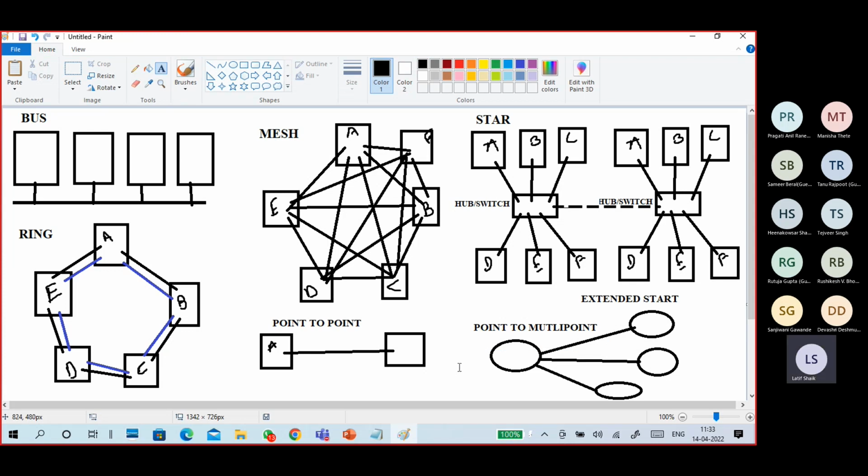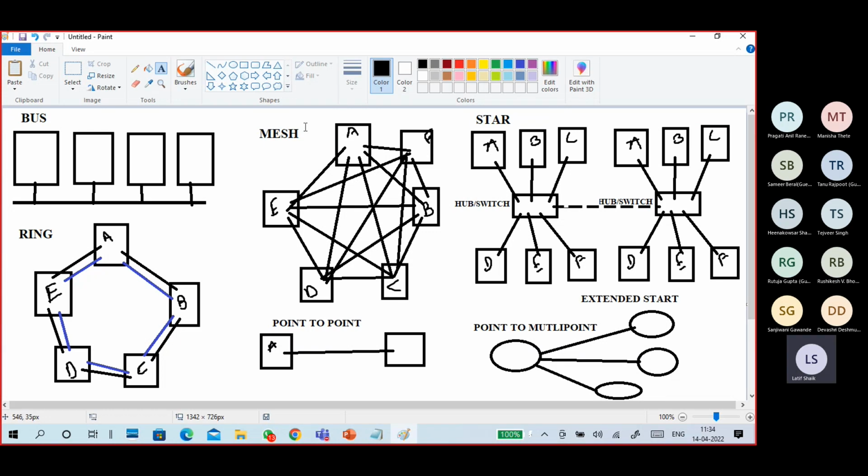So these are bus topology, ring topology, mesh topology, star topology. The remaining topologies are just different variations, but to understand, point to point topology simply means one device is connected to another device. This is like router to router, switch to switch, PC to switch. That is point to point.